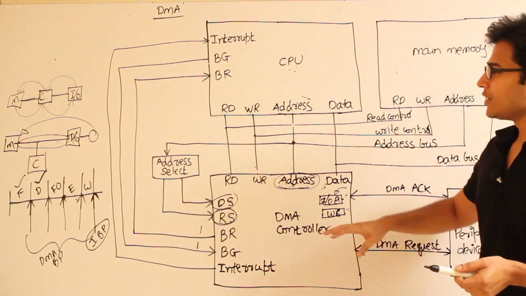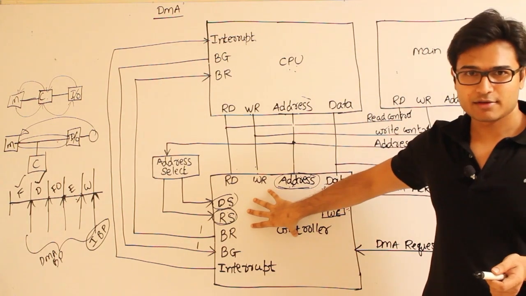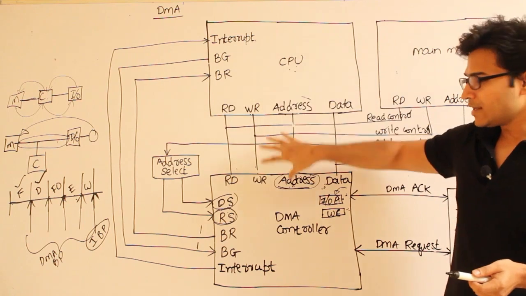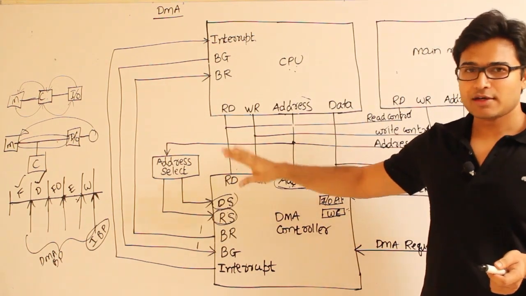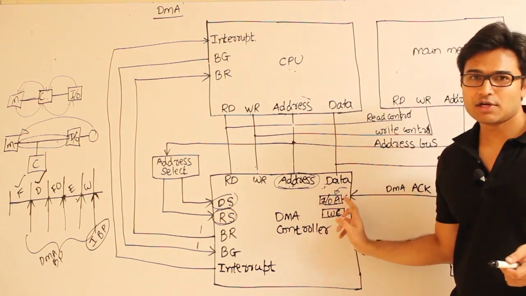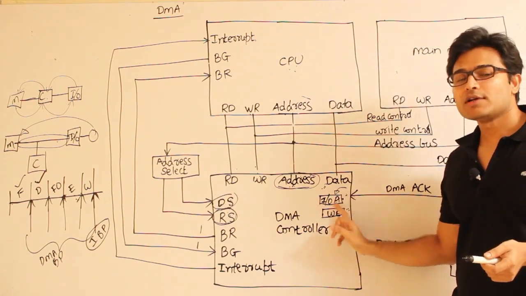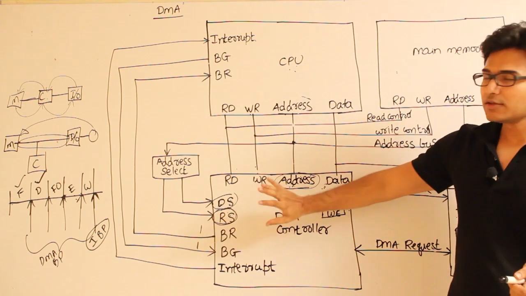See, whenever you get an interrupt, you are supposed to initialize your DMA. As a part of initialization, CPU will tell DMA whether to read or write. In case either it is read or write, it will also say from which address we have to read or write from the main memory, and it will also say how many words you are supposed to read or write from the main memory, right? So initialization will be over.